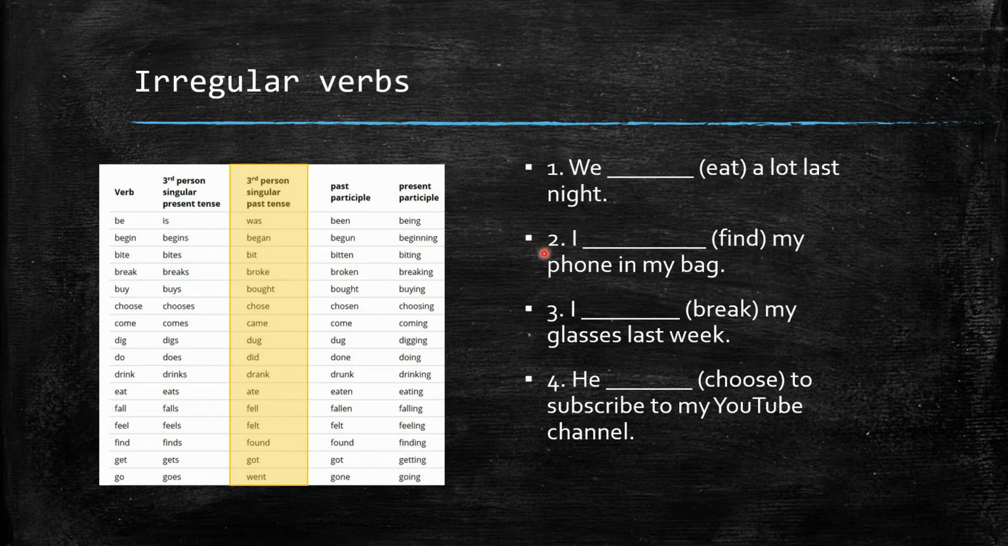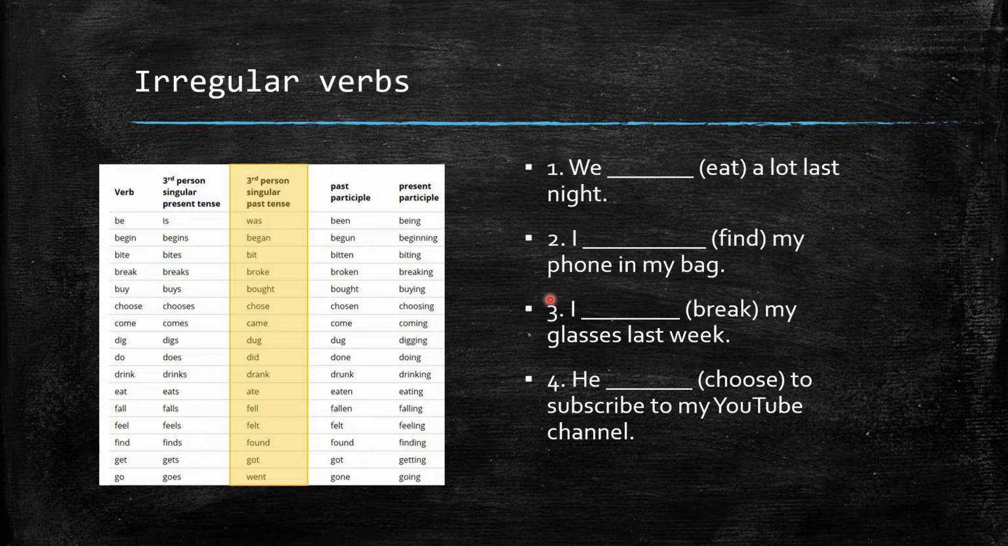For number 2, I find my phone in my bag. Again, in the first column, let's have a look for find here. We go over to the past simple form, found. I found my phone in my bag.